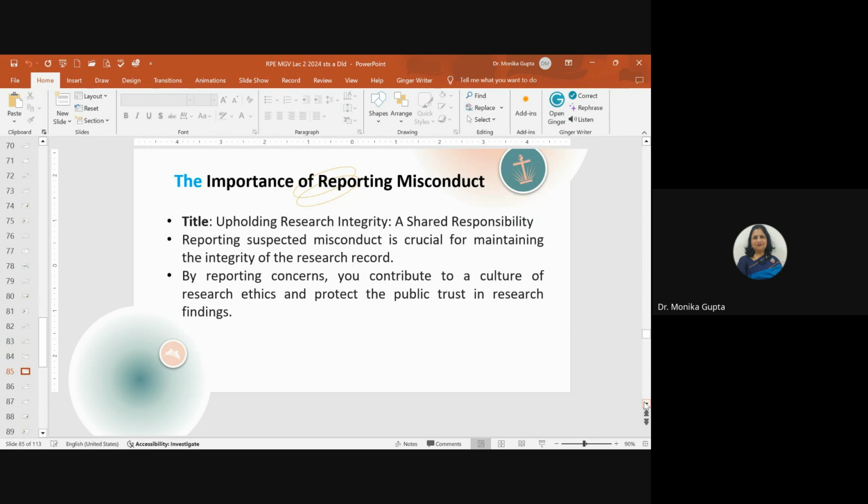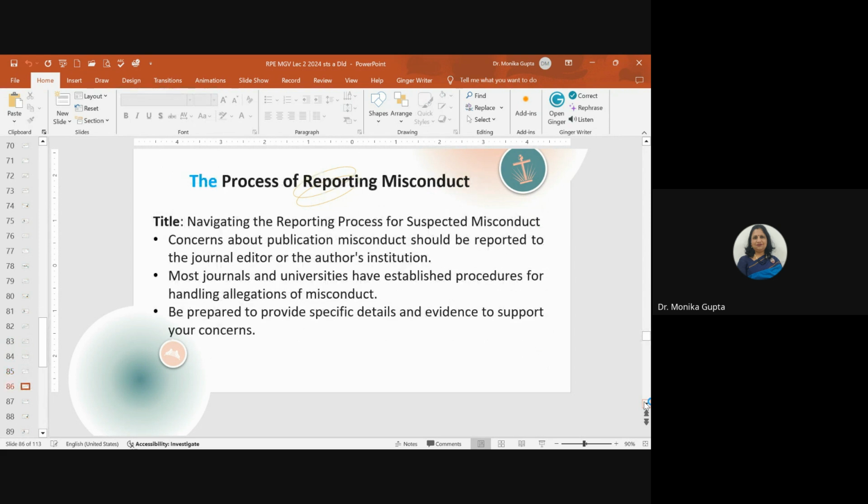Why is it important to report the misconduct? To uphold research integrity, which is a shared responsibility of all of us. And what is the process of reporting misconduct? Most of the universities and journals have established procedures for handling allegations of misconduct. And we should be prepared to provide specific details and evidence. See, in such cases, evidence is mandatory. So we need to have proper evidence.